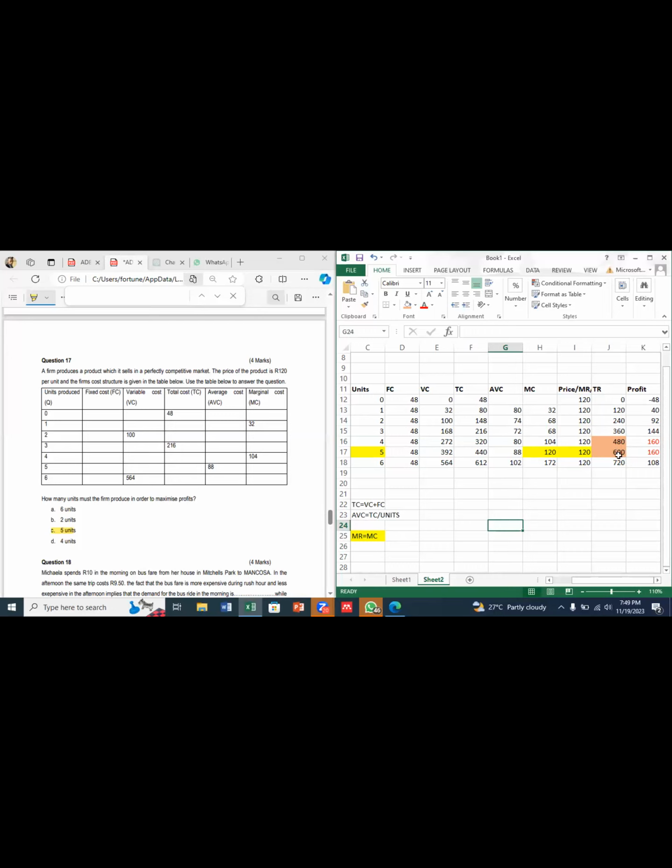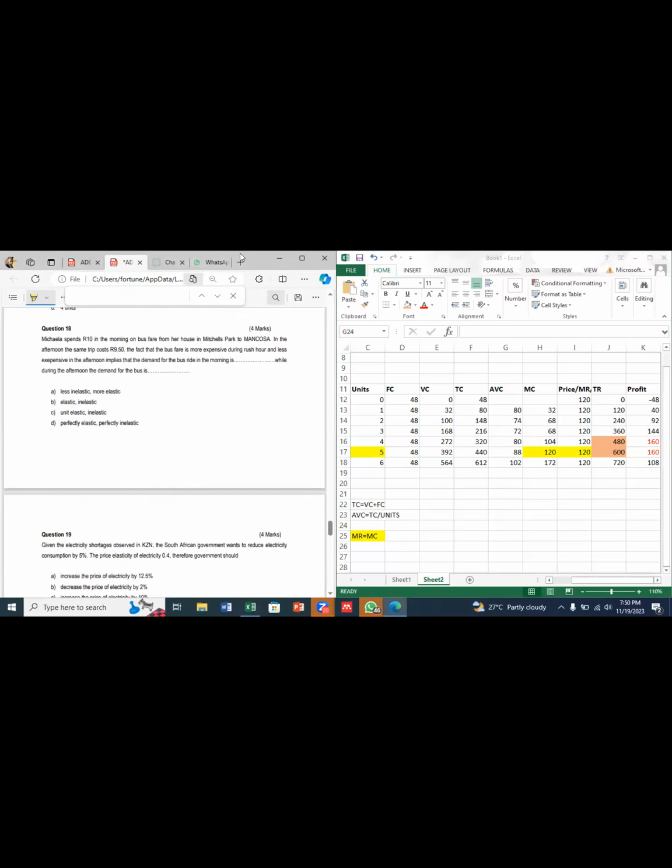Also, on the total revenue, you are getting 600 as the total revenue and 480 is the total revenue in the previous. So you'd rather have the additional revenue and find ways of minimizing your costs. You've justified it. Sure. Right.